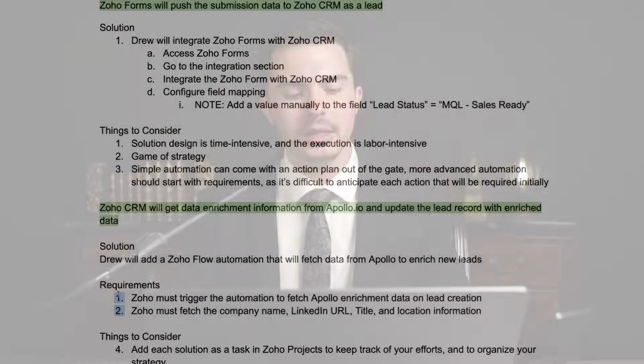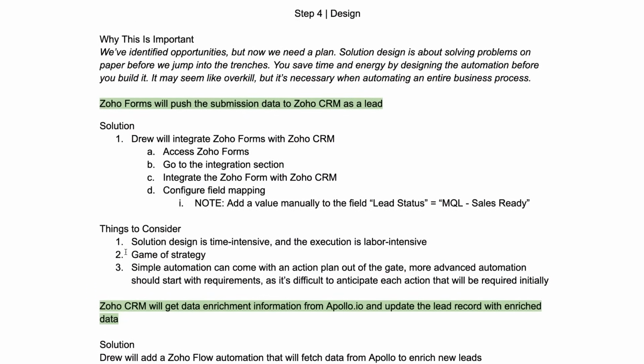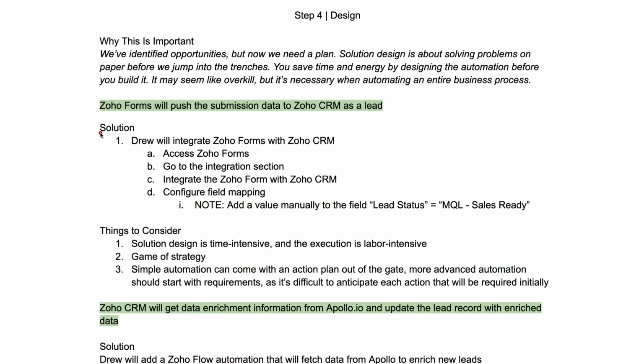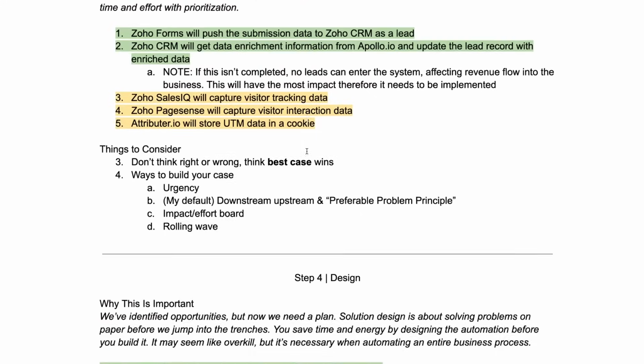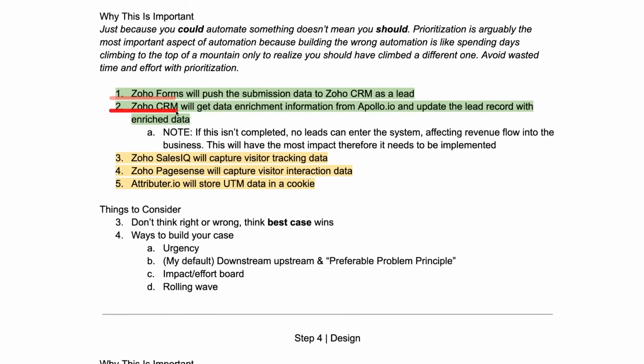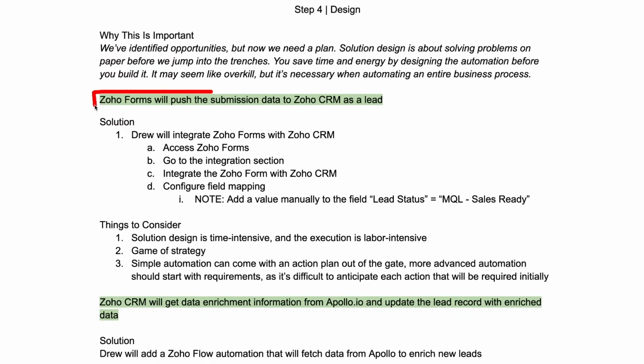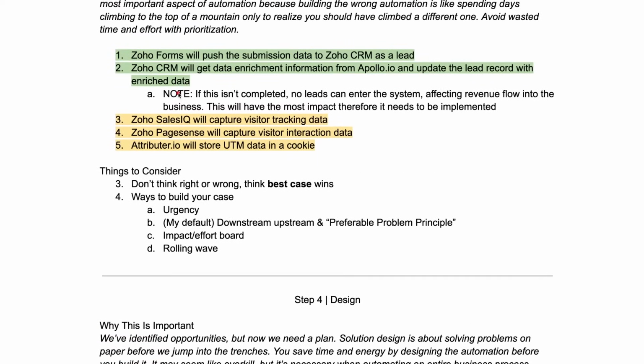Okay, so how you actually go about this inside of the process is you document things like this. So solution, Drew will integrate Zoho Forms with Zoho CRM. So you can see here, I've taken these two, right? These two green opportunities, and I've just broken them up. Here's opportunity number 1. Here's opportunity number 2, right? So these are the first two we're going to focus on.